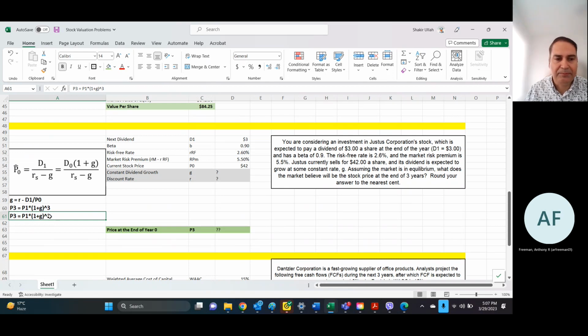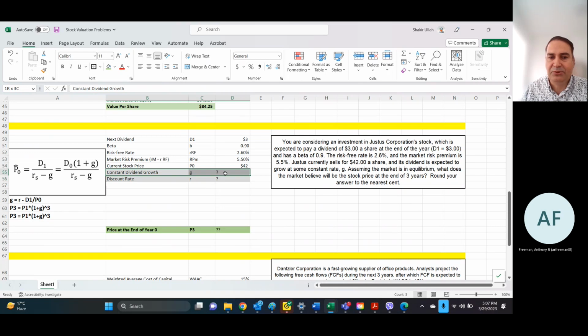That's pretty simple. However, when we look at the variables, we have P1, but we don't have the G. The growth rate is not given. They also tell us that the stock will grow at a constant rate, but that constant is not given to us. So there's the problem. We need to find G in order to solve this equation.